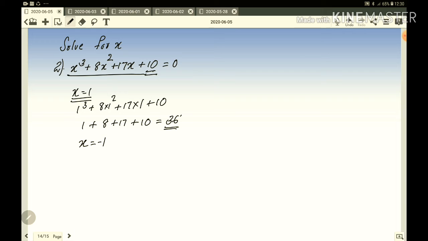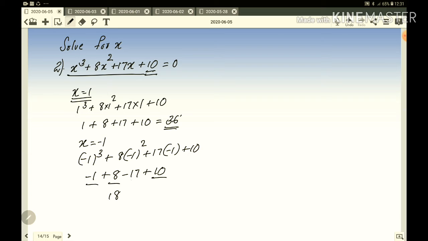Now let me try minus 1, because minus 1 is also a factor of 10. Let's see, that is minus 1 cubed plus 8 times minus 1 squared plus 17 times minus 1 plus 10, right? Minus 1 cubed is minus 1, plus 8, then minus 17, then plus 10, isn't it? See, 8 plus 10 is 18, minus 1 plus minus 17 is minus 18. Yeah, we got 0, which means x equal to minus 1 is one of the solutions.